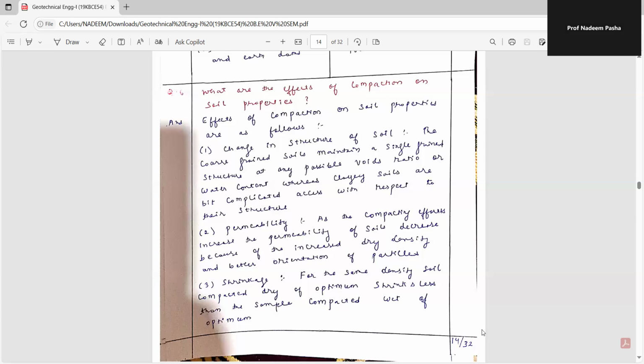Next, shrinkage. For the same density of soil, soil compacted dry of optimum shrinks less than the sample compacted wet of optimum.